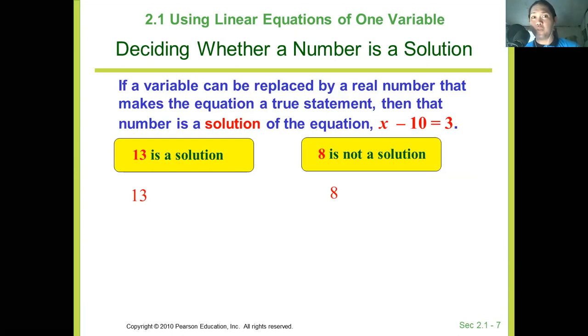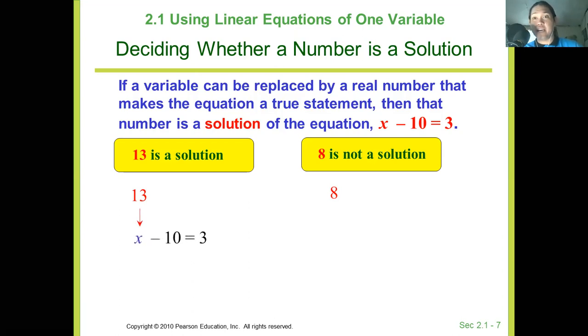So when we say solution, in deciding whether a number is a solution or not, you substitute any value of your variable into the given linear equation. When the left side and the right side of the equation are equal, that means the statement is true. When the statement is true, the value that you substituted is considered a solution of the linear equation. Now let's check this out. Is 13 a solution?